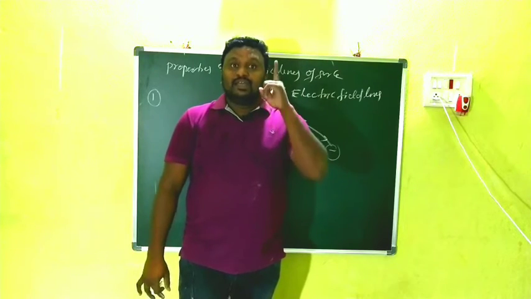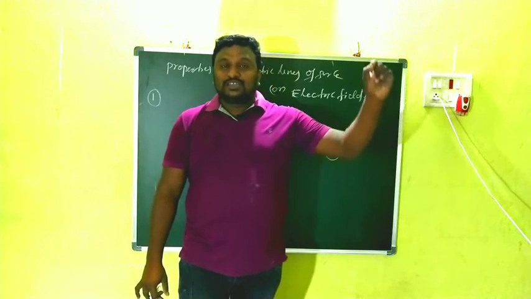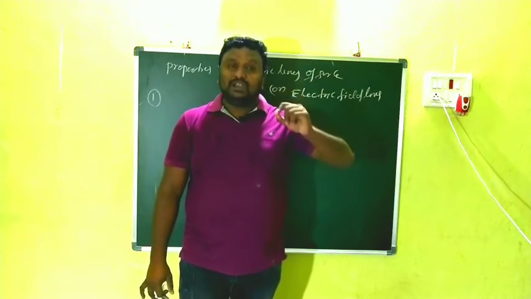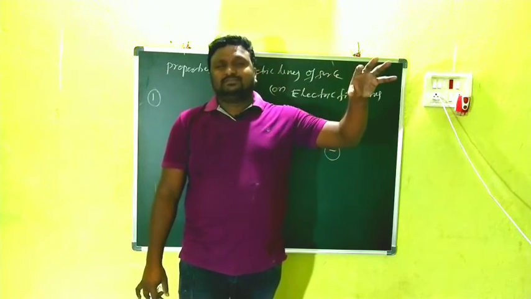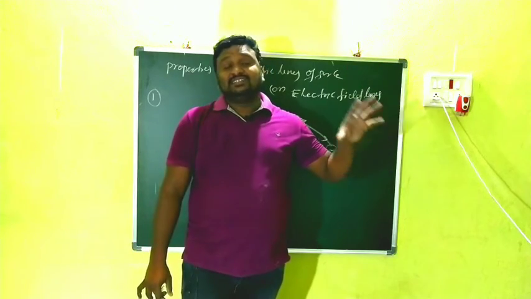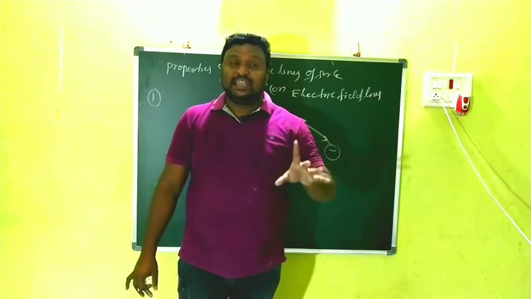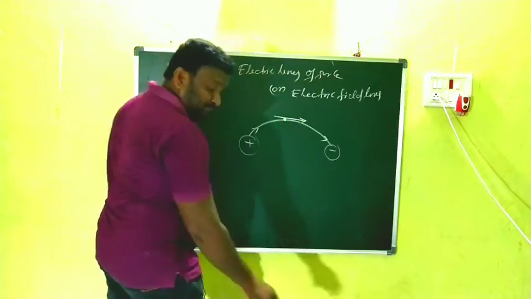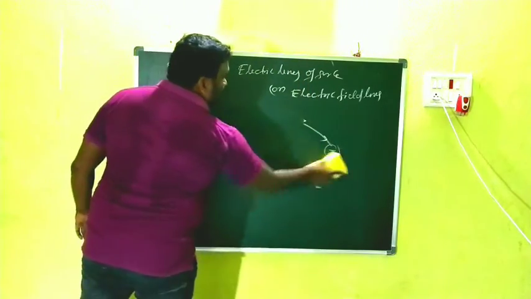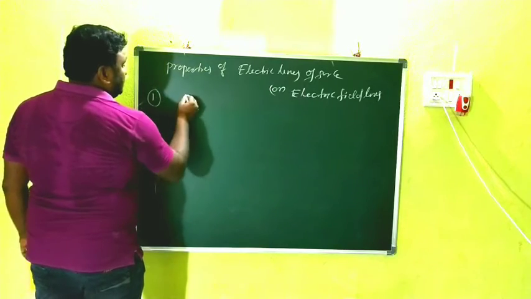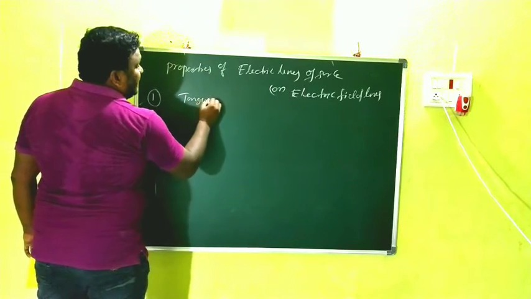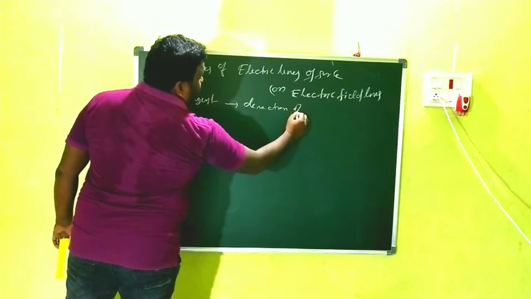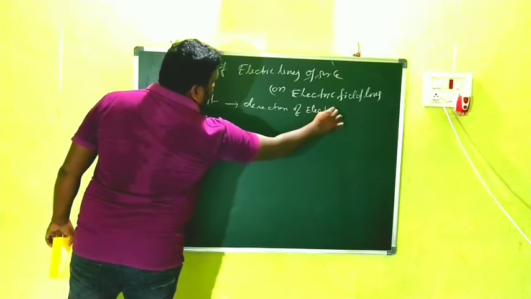Clear, children? The thing is what? If you draw any tangent at a point on the field line, at any point you can draw a tangent on the field line, that will give the direction of the electric field. Got it, children? This is the first point. And now here the tangent gives the direction of electric field. This is the first thing.